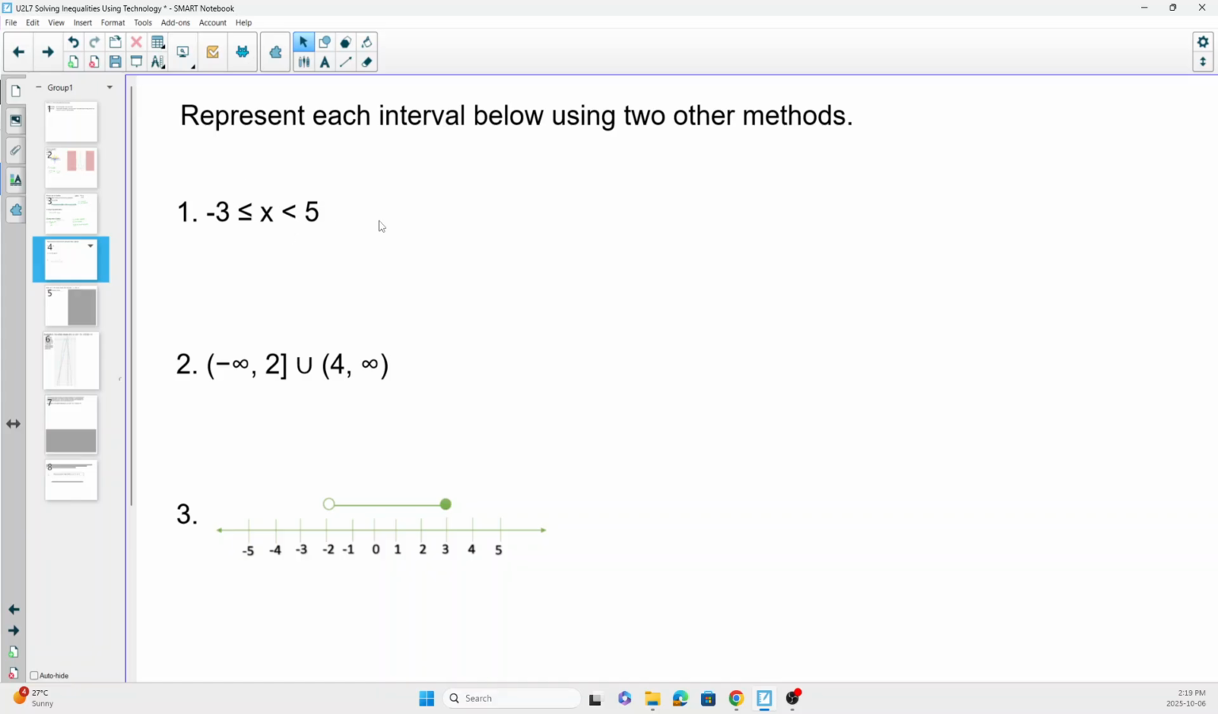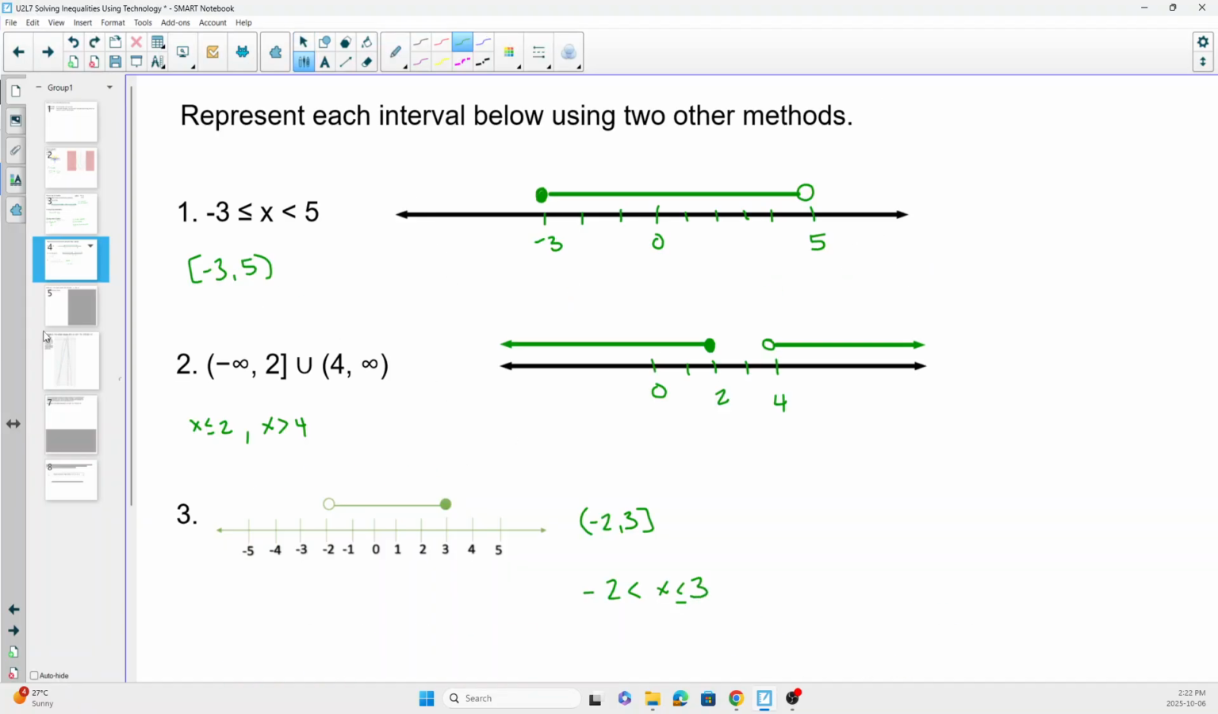For the first one, it's given to you in inequality notation. I would like you to represent this in interval notation and number line notation. The second one is given to you in interval notation, so you're going to represent it in inequality and number line notation. And then you have your number line, which you're going to represent in inequality and interval notation. So I'm going to pause the video, and I want you to do the same, and then you can come back when you have completed these to check your work. Okay, so here are the answers for that one.